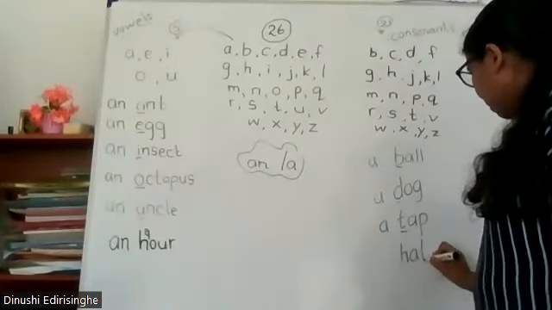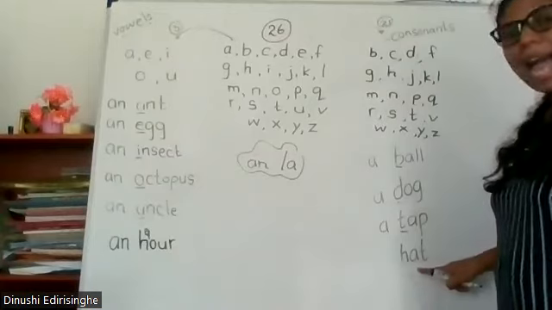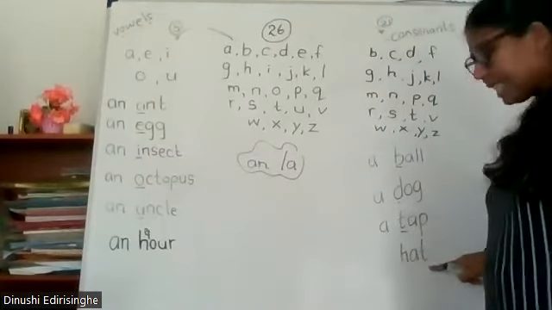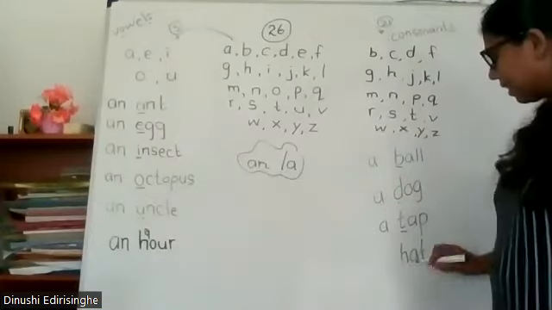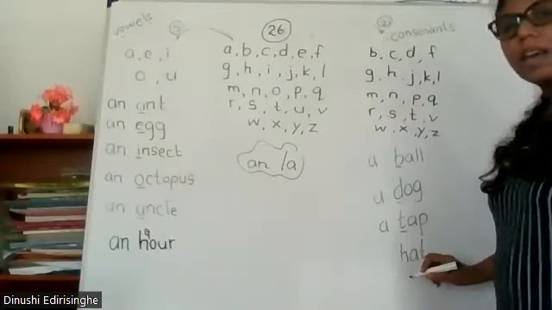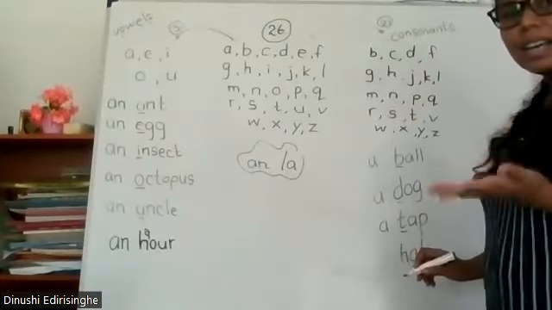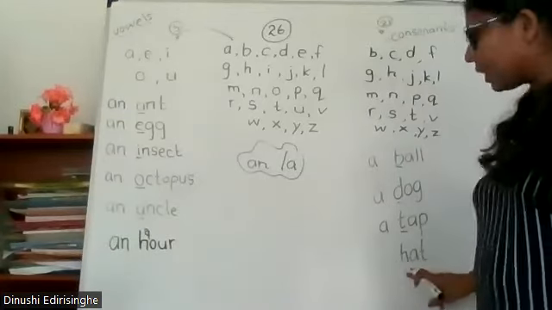Look here. What is this word? Hat. What is the word? Hat. Again, hat. What is the beginning sound? It is a consonant sound. Then a hat.